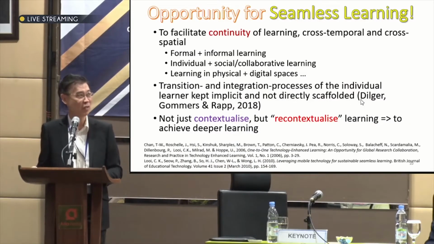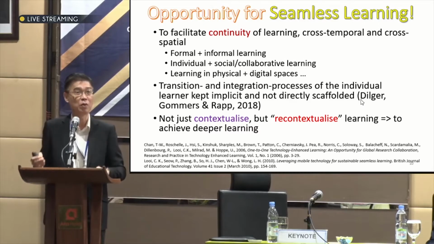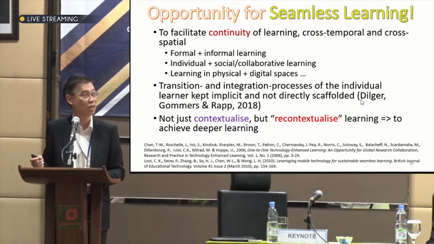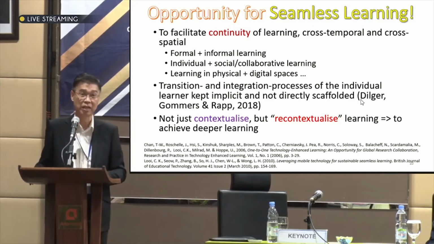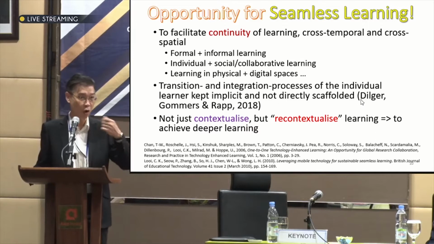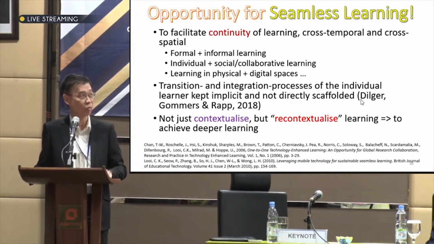So there's opportunity for seamless learning. Seamless learning is to support learning that is not in silos, that's not happening in certain learning spaces, but is continuous learning. So we see learning as more powerful if you can connect formal learning with informal or non-formal learning. You bring students to a science center, right? You bring students to an art exhibition. So you try to connect all those non-formal experiences back to the classroom.